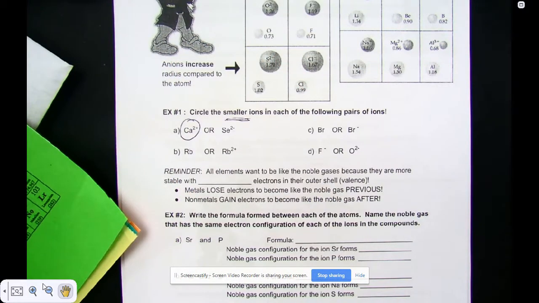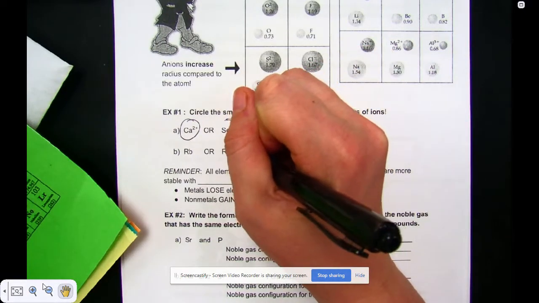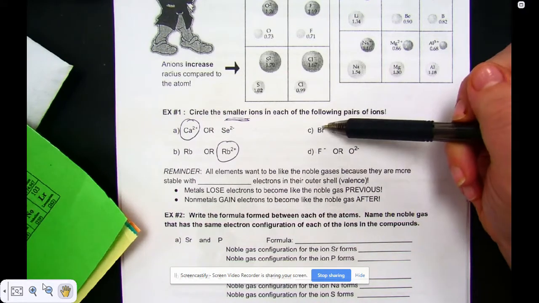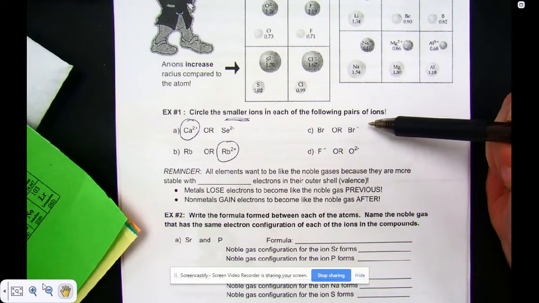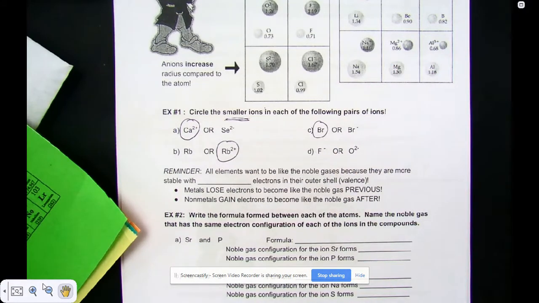Now, these other ones are a little simpler, the B and C are simpler. So rubidium or rubidium ion. Remember, if you lose electrons, that means you get smaller. So in this case, we lost electrons, making us smaller. And for C, bromine or bromide, if you gain electrons, that makes you bigger. So bromine would be smaller than bromide.